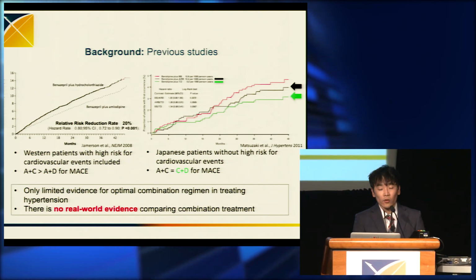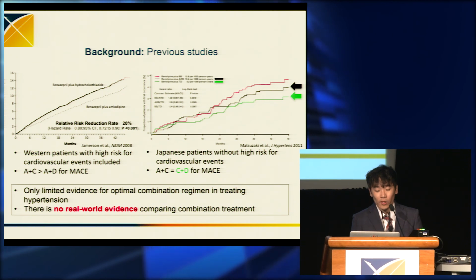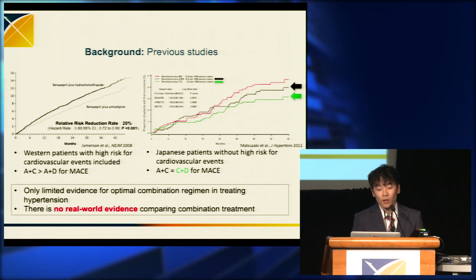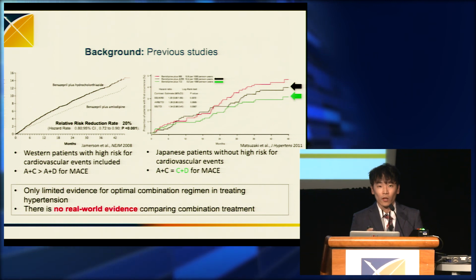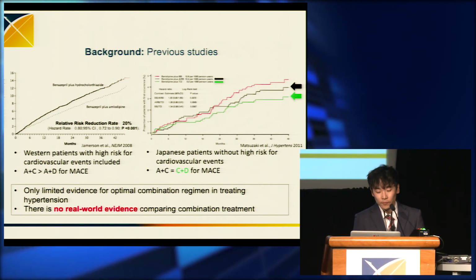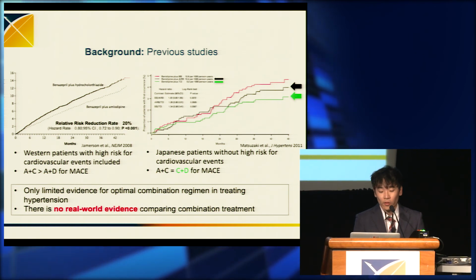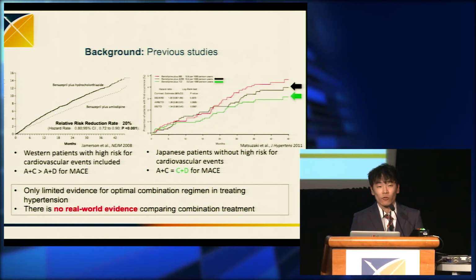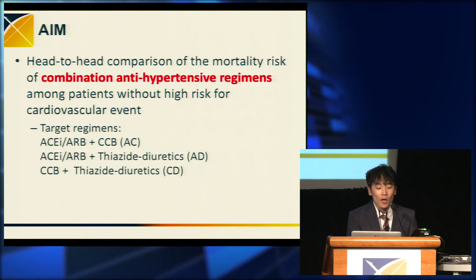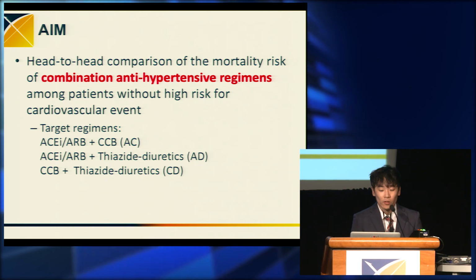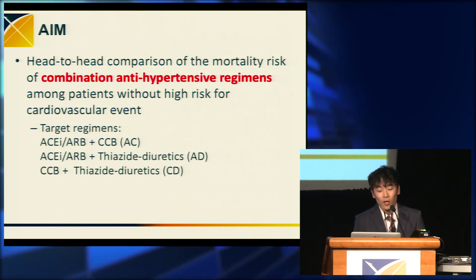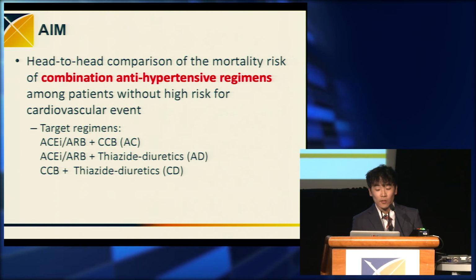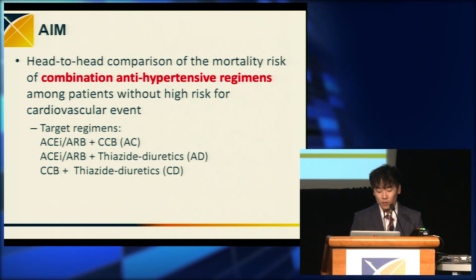But so far, there is only limited evidence for optimal combination regimens in treating hypertension. There are 2 kinds of RCTs so far, but they included different kinds of people from different areas of the world, and the results were different. Moreover, there is no real-world evidence comparing treatments. So we don't know which would be better or the best among these 3 regimens. So I want to conduct a head-to-head comparison of mortality risk of combination hypertensive medications among patients without high risk for cardiovascular events. My target regimens were those 3: AC combination, AD combination, and CD combination.